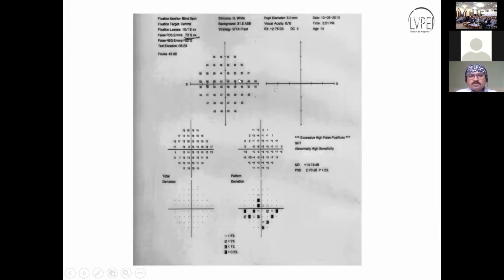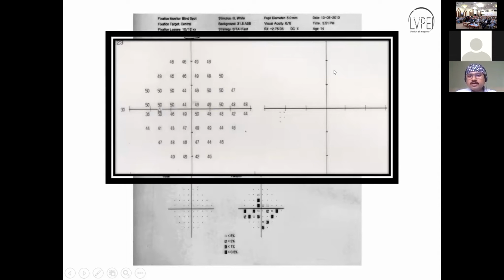The other thing which we see here is basically high false positive. It means that we see a totally white scotoma. It means that the patient was not attentive or was so enthusiastic to just keep on pressing the button. In this, we basically see all the thresholds are near 50 or 40, above 40 or 45. So this is the result of a white scotoma.